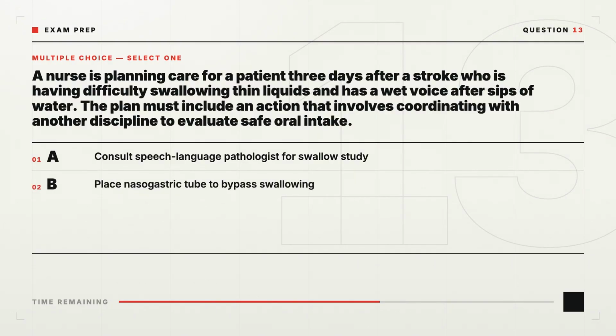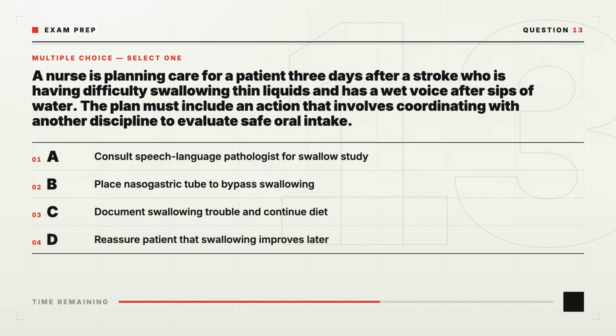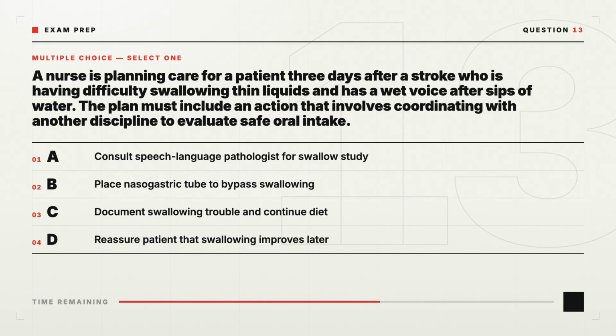B. Place nasogastric tube to bypass swallowing. C. Document swallowing trouble and continue diet. D. Reassure patient that swallowing improves later. Pick one. Trust your gut. Here's your chance to test yourself.